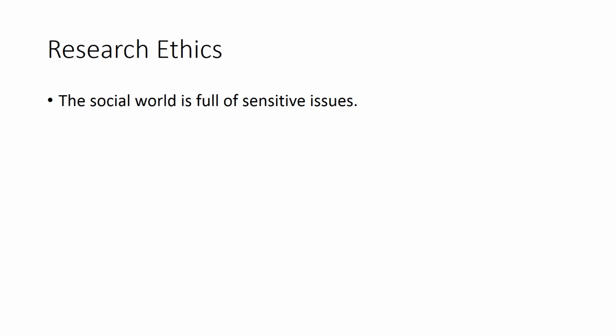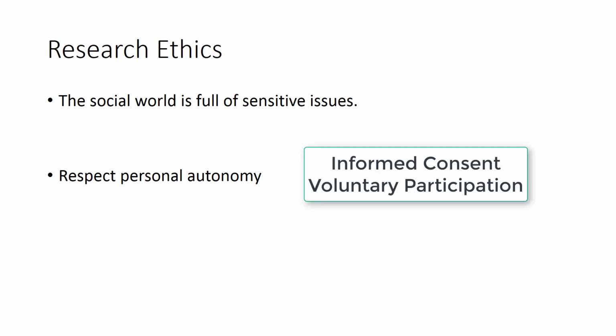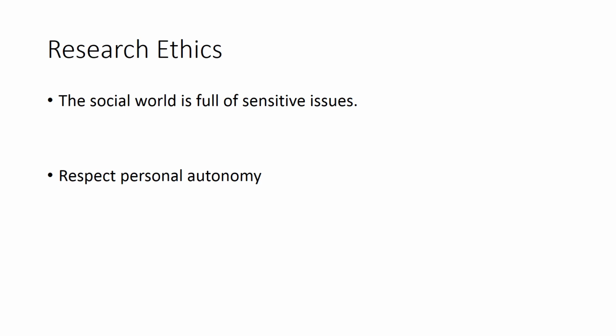What I want you to take away for the moment is simply that there are three basic principles of ethics involved in social research. The first of those is what we refer to as a respect for personal autonomy. And we deal with respect for personal autonomy by seeking informed consent and voluntary participation. In other words, we want our participants to know what it is that they're participating in and to directly agree, yes, I consent to participate in this particular study.